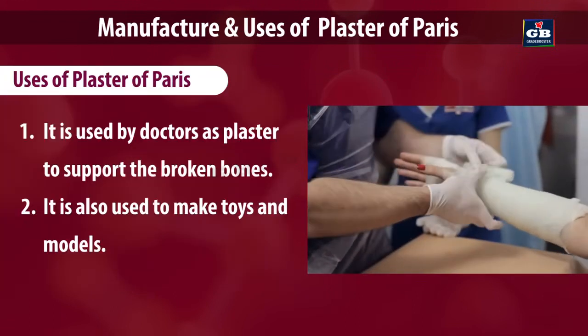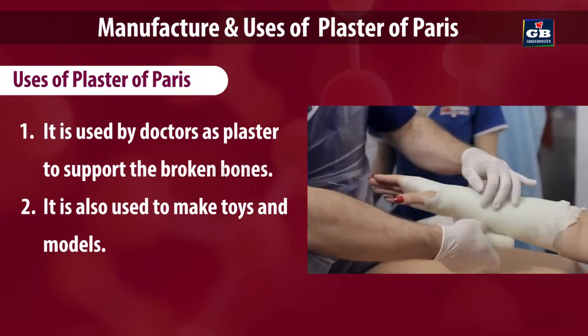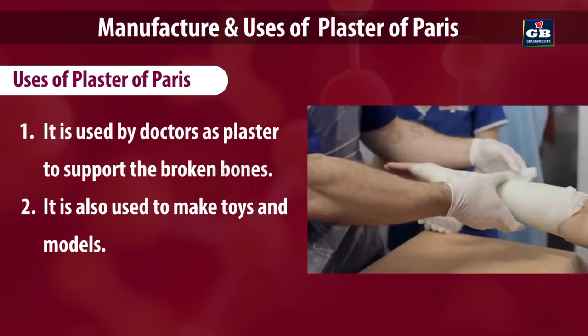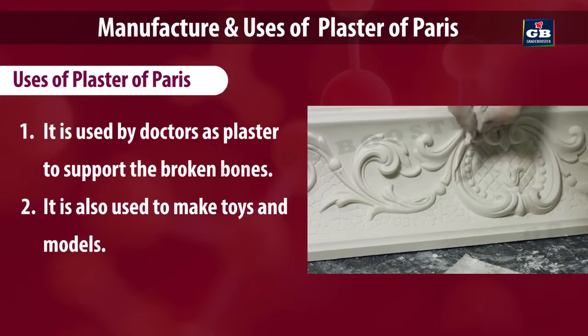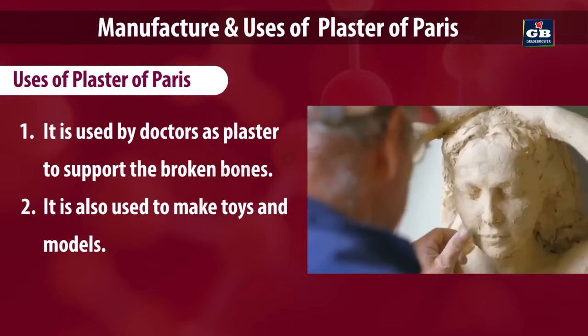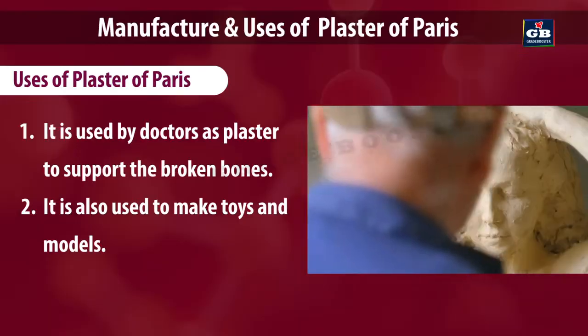Uses of plaster of Paris. It is used by doctors as plaster to support broken bones. It is also used to make toys and models. This is all about acids, bases and salts.